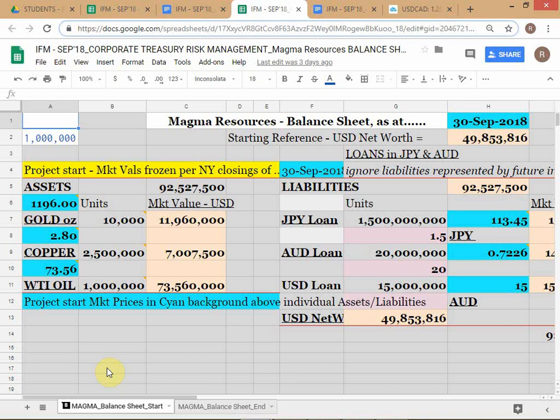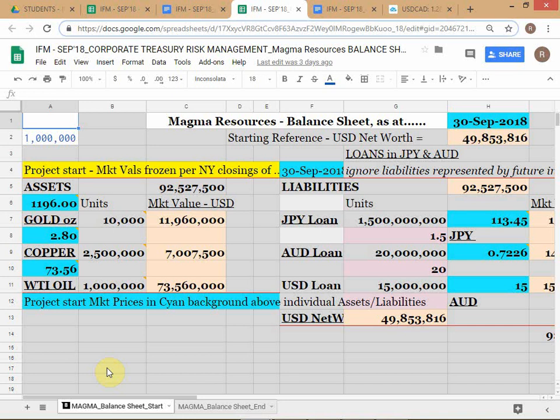What is going to happen in your project, we'll get into that a little bit later, is that this is a starting balance sheet. The actual value of the balance sheet is a function of the prices that I have put in. If I change the prices, the value of the balance sheet will change. Is that clear to everybody? Yes, sir. Okay, so let's see that once.